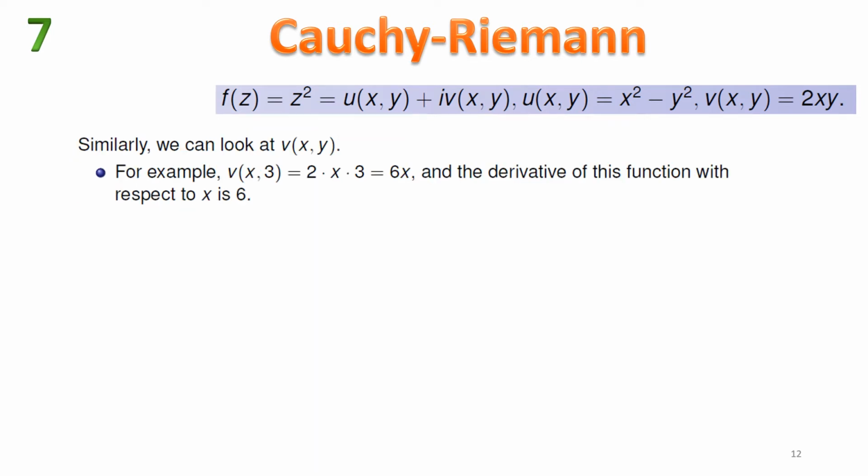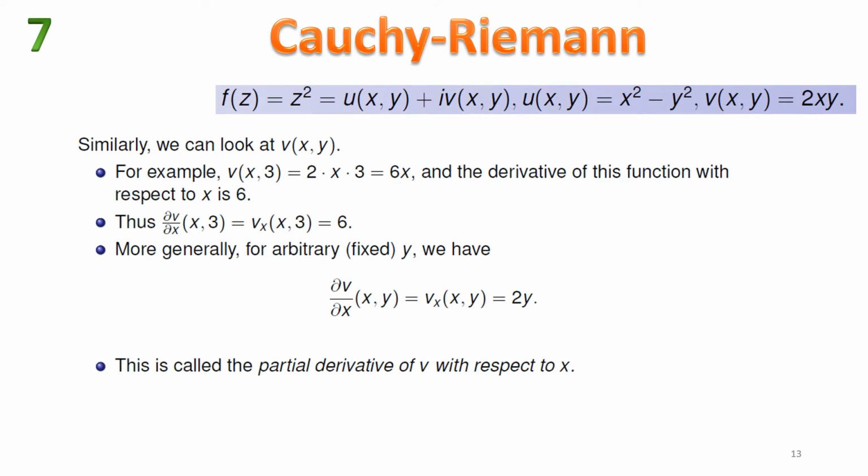Now similarly we shall try to handle v, which is equal to twice xy. v is a function of x,y, and let us assume the value of y is equal to 3. I am arbitrarily considering this. So I am trying to find v of x,3. So that is 2xy, and I am replacing y by 3. So 3 times 2 is 6x. And the derivative of this function, v, with respect to x will be simply 6, because the derivative of 6x is 6.